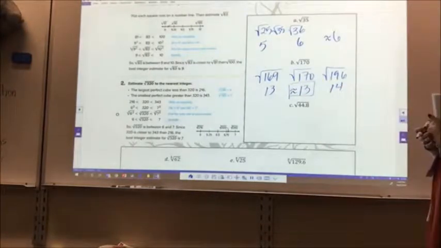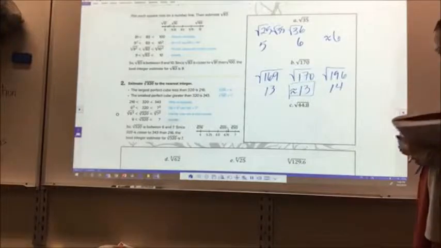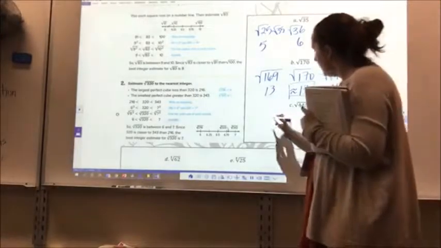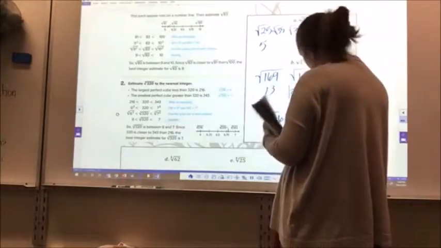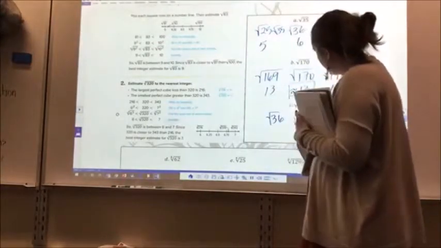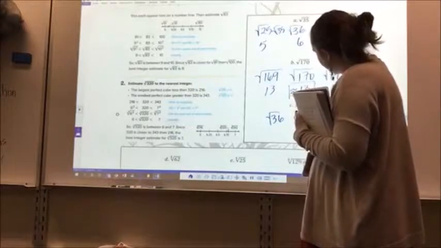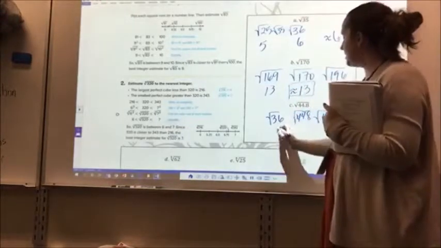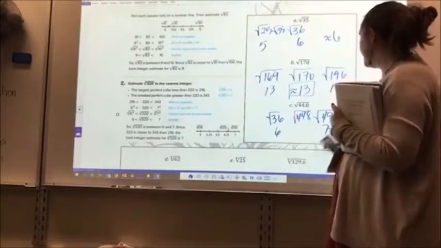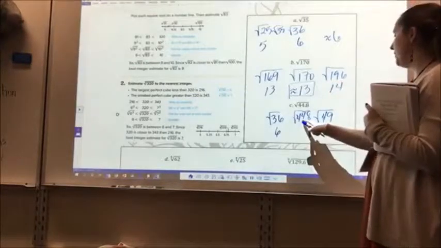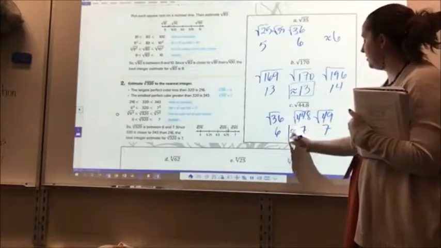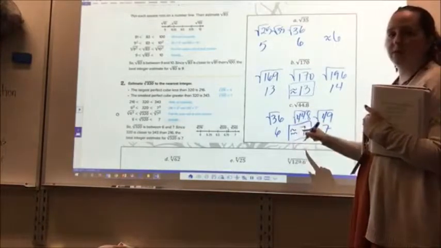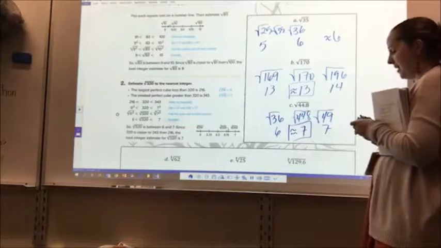For letter C, square root of 44.8. So my perfect squares, I have the square root of 36 and the square root of 49. So here's 44.8. Okay. The square root of 36 is 6, the square root of 49 is 7. Okay. 44.8 is closer to 49, so it's going to be approximately 7. Okay. You can use the little squiggly equal sign as approximating.